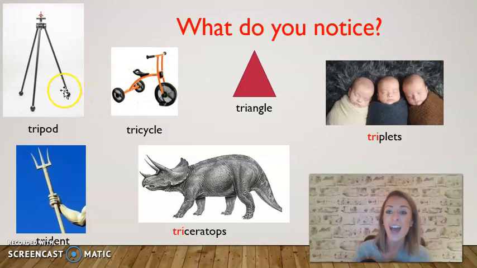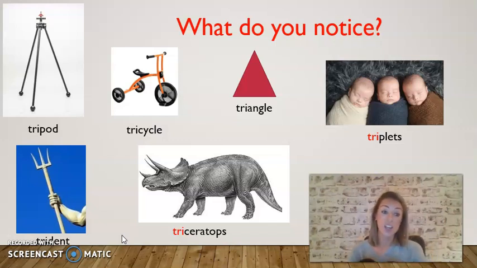A tripod has 3 feet, 1, 2, 3. The pod part means feet. And a trident has got 3 spikes. The dent part actually means teeth, like dentist. So what you should be able to see from these pictures and these words is that try, T-R-I, usually means 3. Now, we're going to be thinking about a different word root today because we have talked about try quite a lot. So we're going to move on to a slightly different one. And I'm going to show you some pictures and some words which have this word root in.